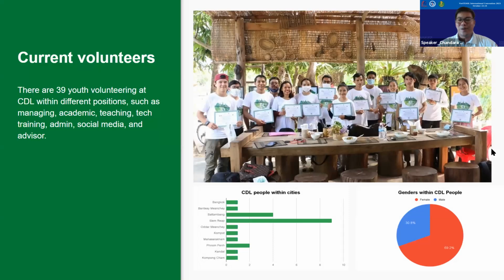So at the moment, we still have 39 young professionals joining our projects, ranging from different positions, from management team to academic, to teaching staff, and also to tech training. And we are currently looking for some advisors to provide us some support to make our project even better.